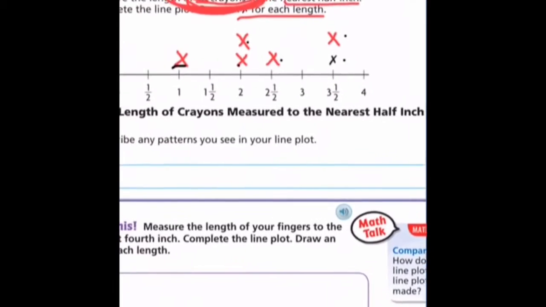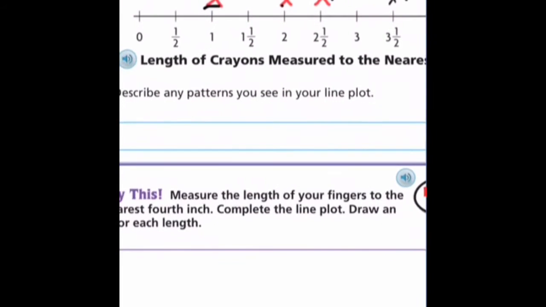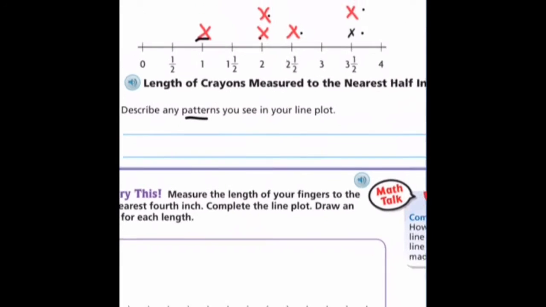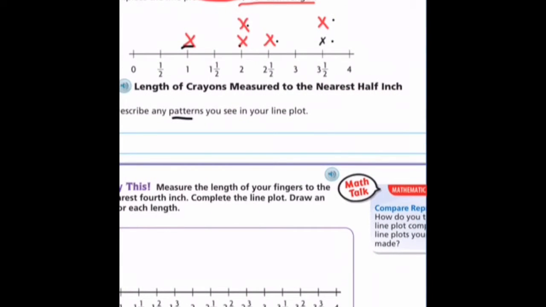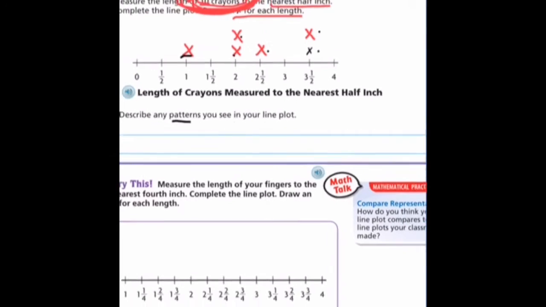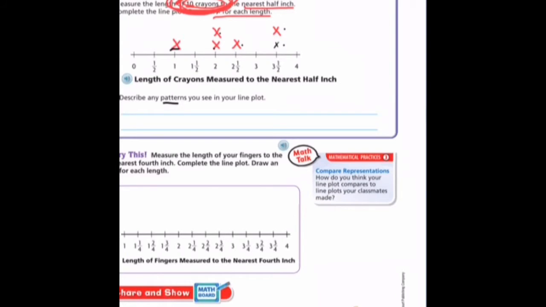After you've done your line plot, describe any patterns you see in your line plot. What they mean by patterns, you might want to mention the one measurement that happened the most often. That would be a pattern. Or something that really didn't happen at all. You could talk about the longest measurement that you had and the shortest one, those types of things. That's what they mean by a pattern.